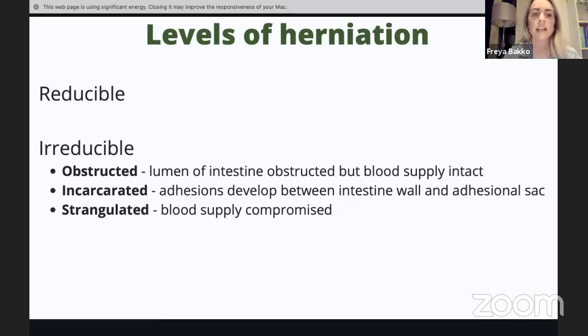Irreducible hernias can be either obstructed, which means that the lumen of the intestine is obstructed, but the blood supply is still intact, so the intestine is not necrosed. Then you have incarcerated hernias where adhesions have developed. And these are at high risk of strangulation, which is when the blood supply is compromised. So any irreducible hernia requires urgent management.